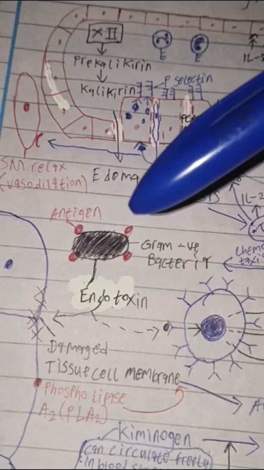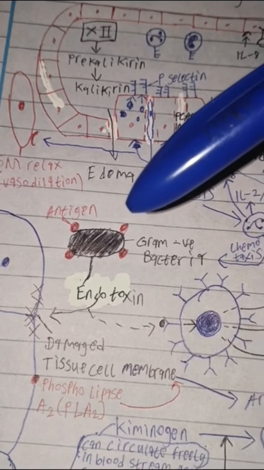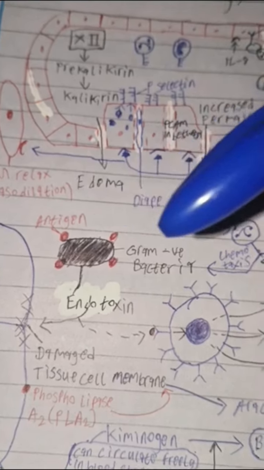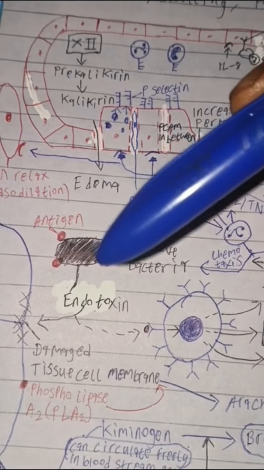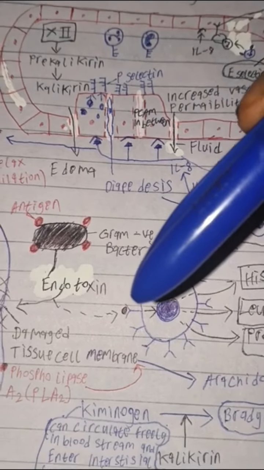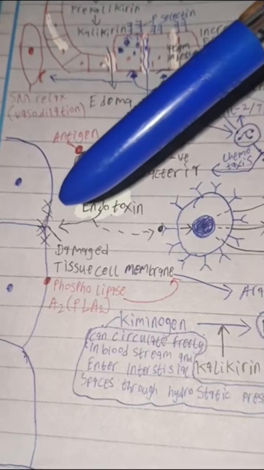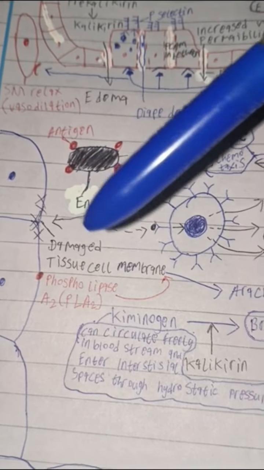You have something going on in your body. Let's say it's a bacteria producing toxins damaging your cells, or something just happens, maybe an injury. In this case, let's say the bacteria. Now this bacteria is producing endotoxins. Now your mast cells in that tissue will see these endotoxins and start producing histamine, leukotrienes, and prostaglandins. Now these endotoxins will also damage the cell membrane, and this will start causing your cell membrane to break down.